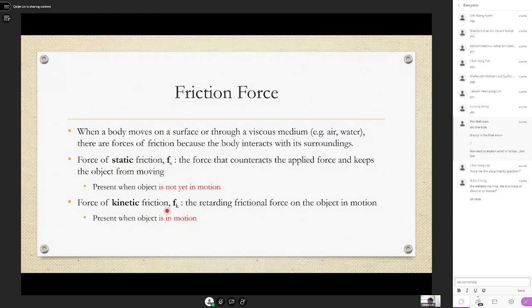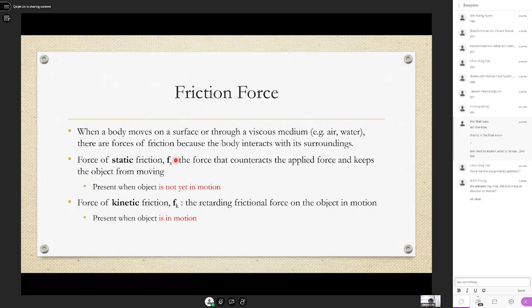Kinetic friction is the same thing, it's also friction force, but it's present when the object is in motion. So imagine you want to push a huge box. Imagine you have a huge box beside you, very heavy. You try to push it, but it still hasn't moved. Correct? You already apply force, but why doesn't it move?